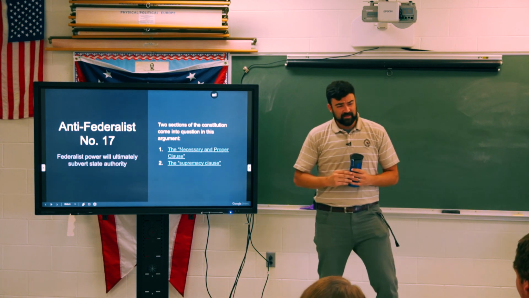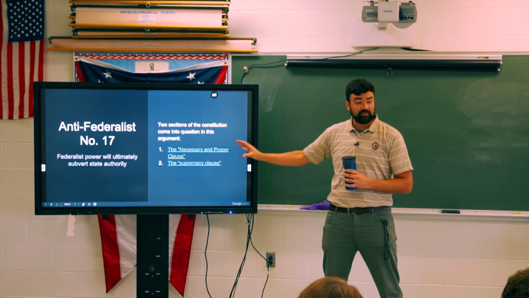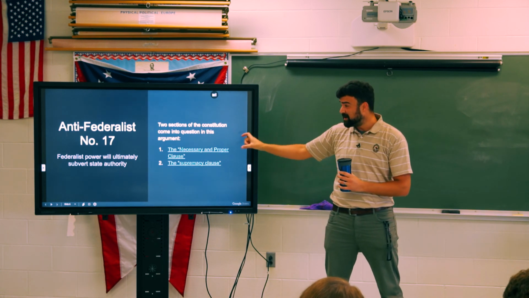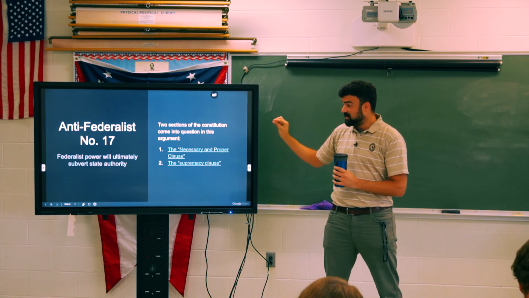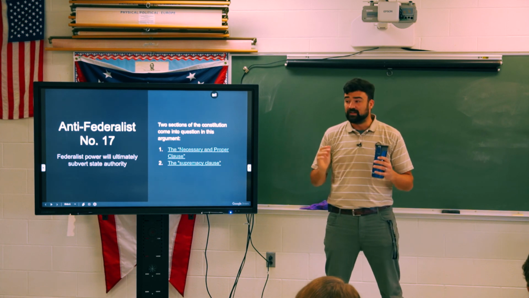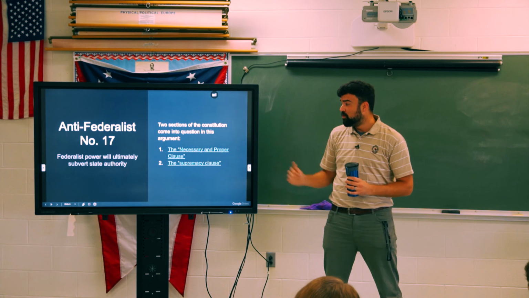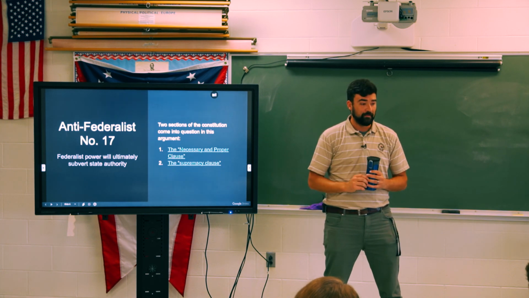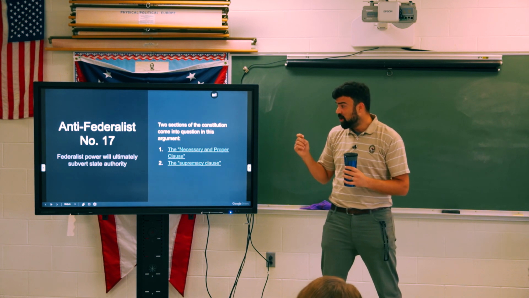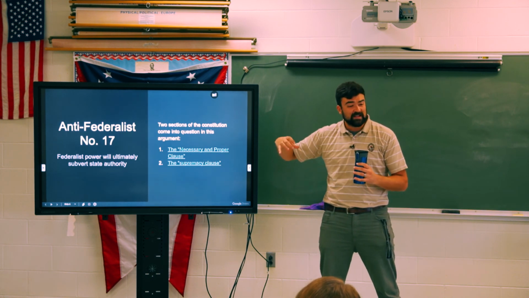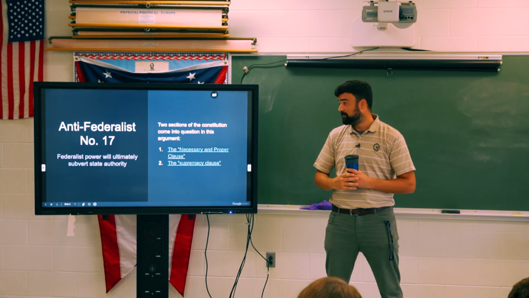Then Anti-Federalist number 17. There's a couple of main ideas in this one that are very important, and I like this one the most because I think this argument right here in Anti-Fed 17 is one of the key arguments that get to the core of why the Anti-Federalists were against a strong central government. They say Federalist power will ultimately subvert state authority. It means the Federalist power, the power that they give to the federal government, is going to ultimately undermine, ultimately get in the way, ultimately block state power, state authority.